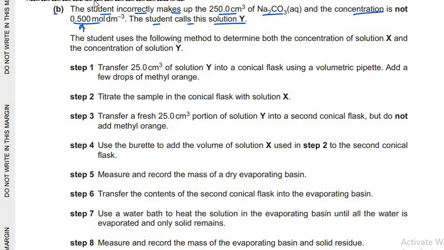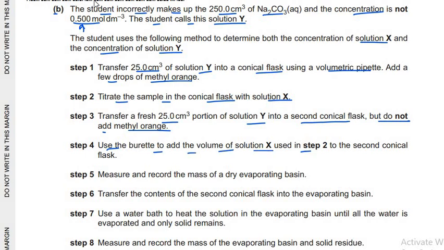The student uses the following method to determine both the concentration of solution X and the concentration of solution Y. Transfer 25 centimeter cube of solution Y into a conical flask using a volumetric pipette. Add a few drops of methyl orange and titrate the sample in the conical flask with solution X. Transfer a fresh 25 centimeter cube portion of solution Y into a second conical flask, but do not add methyl orange. Use the burette to add the volume of solution X used in step 2 to the second conical flask.